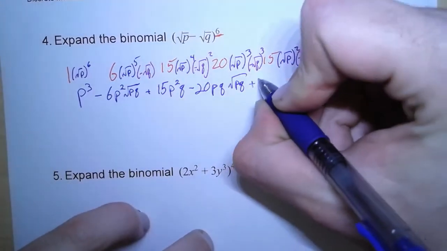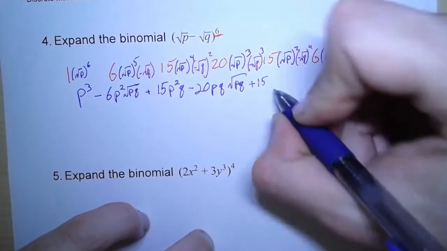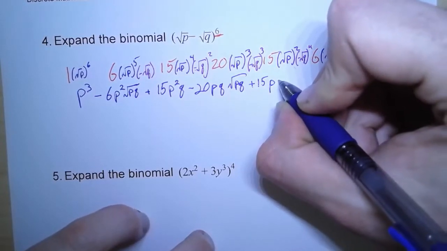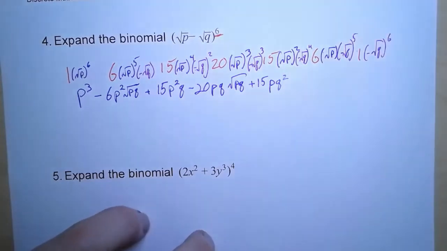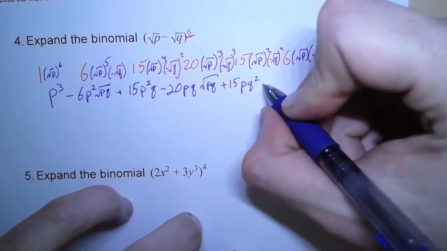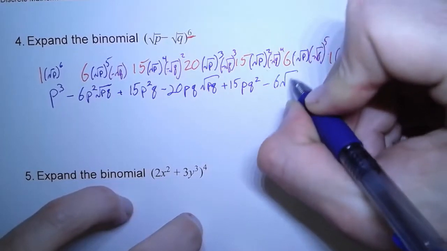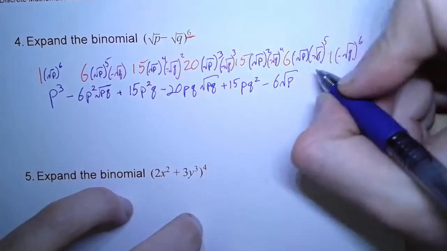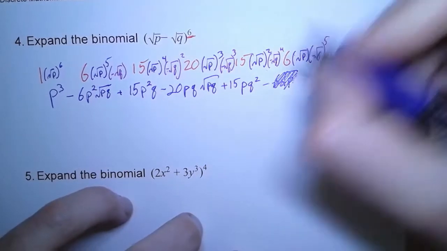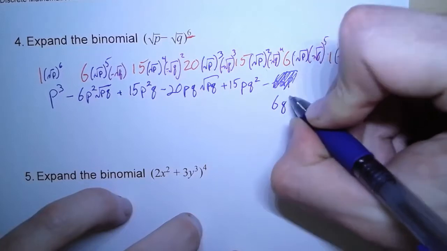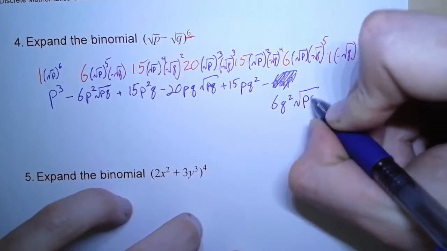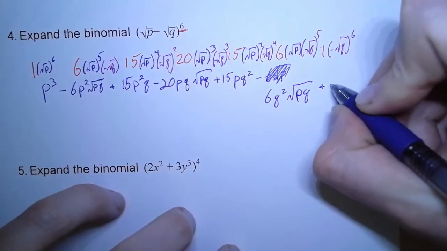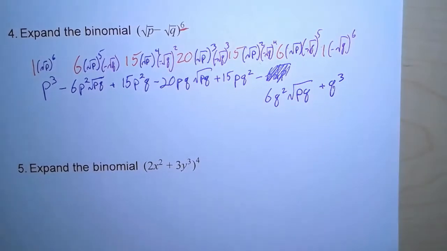For the next term, it's plus 15. This is square root of p squared, so that's just going to be p. This is square root of q to the fourth, so that's going to be q squared. Here, this is going to be negative 6. Here it's just square root of p, so can't do anything about that. Square root of q to the fifth power. So actually, should I rewrite that? Q squared goes out front, and then we have a p and a q. And then finally, we have plus q to the third power.